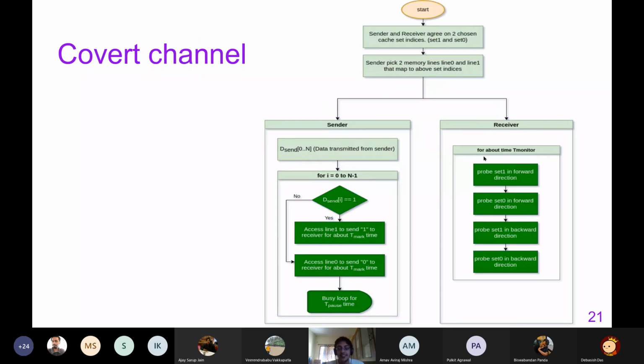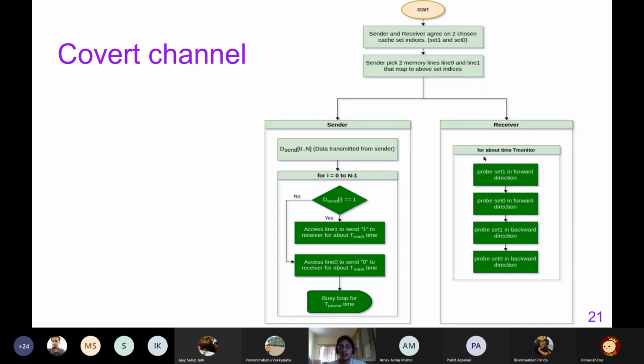Okay. So I'll just give a high level view of what is happening. Now we have the eviction sets. The covert channel is basically communicating between the sender and receiver without the user knowing it. So the receiver has the eviction sets with him, and the sender also knows the eviction sets. Both sender and receiver agree upon two eviction sets called set 1 and set 0.